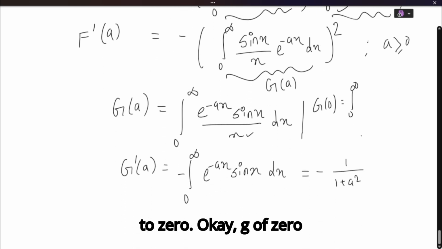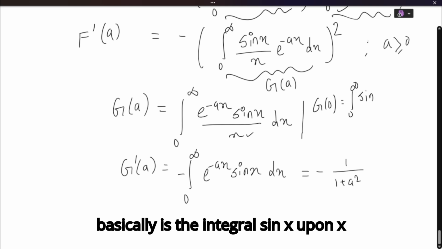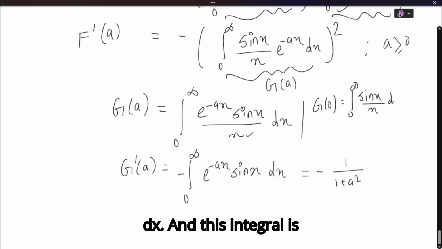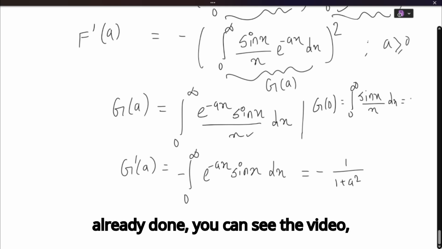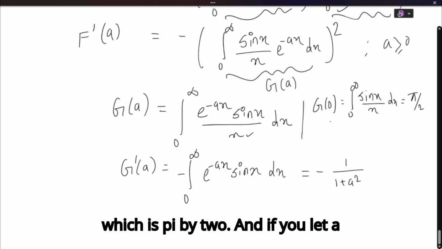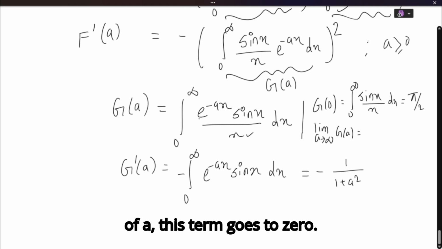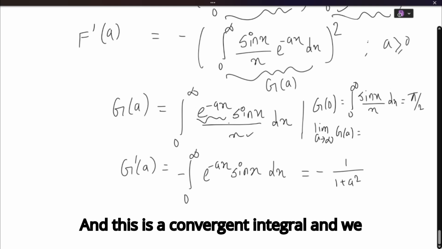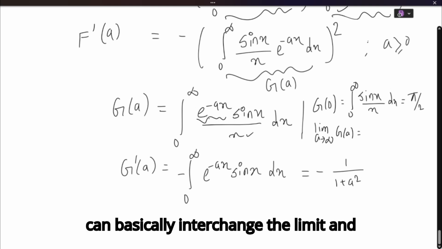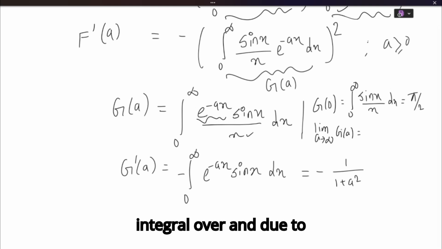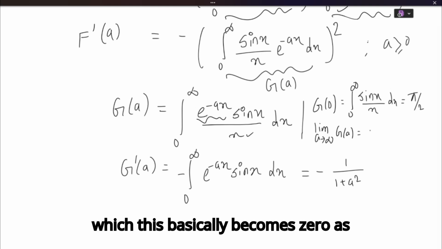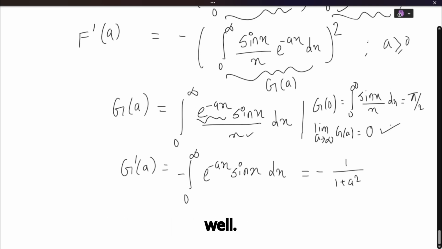Okay, g of 0 basically is the integral of sin x upon x dx, and this integral is already done. You can see the video, which is pi by 2. And if you let a tend to infinity for g of a, this term goes to 0. This is a convergent integral, and we can interchange the limit and integral here, due to which this basically becomes 0 as well.